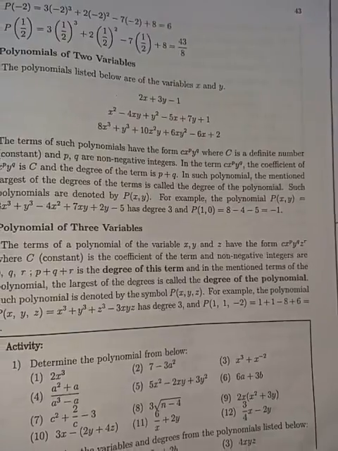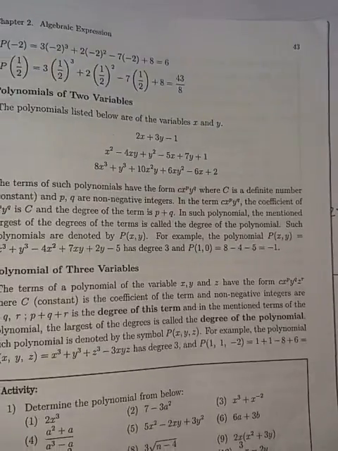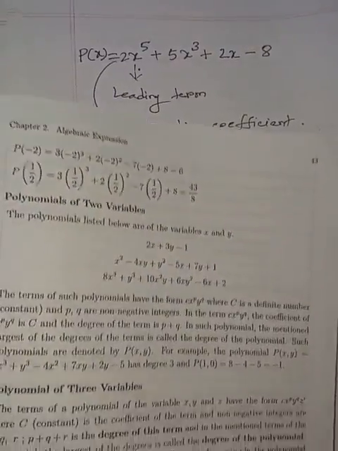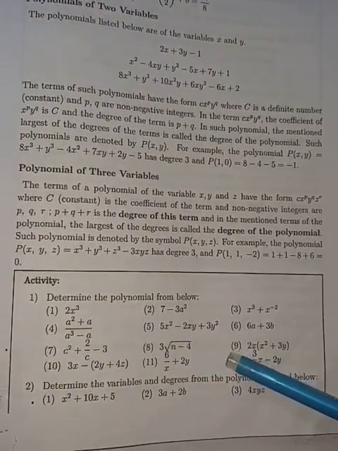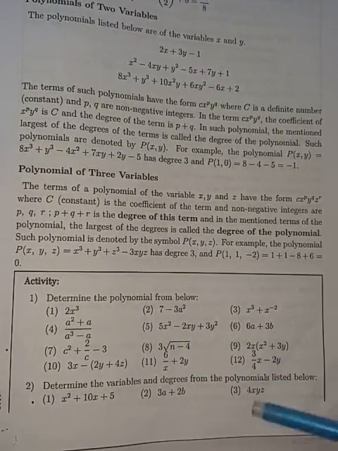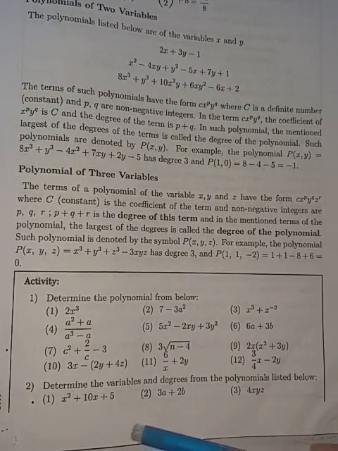So now I am assigning you some home task. Page number 43, there is activity 1: determine the polynomials from below. You need to find out which are polynomials and which are not. Determine the variables and degrees from the polynomials listed below. Question number 2, activity.